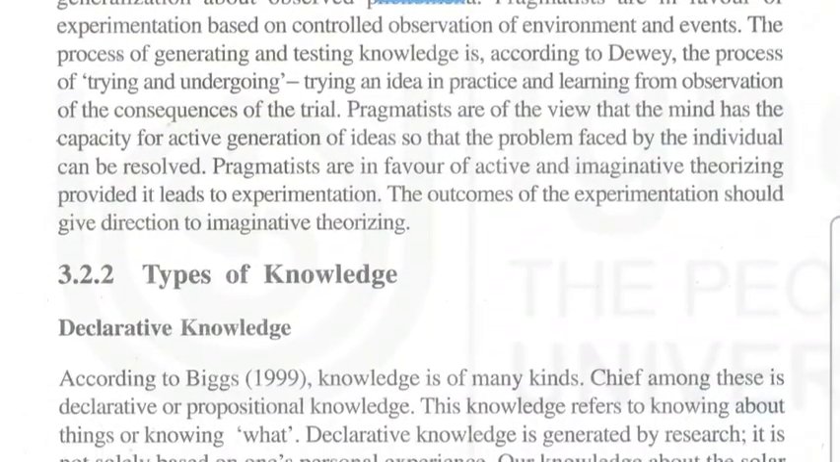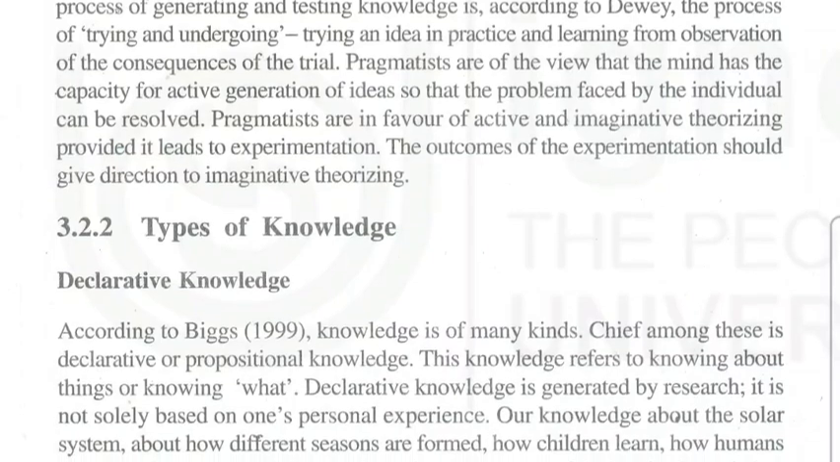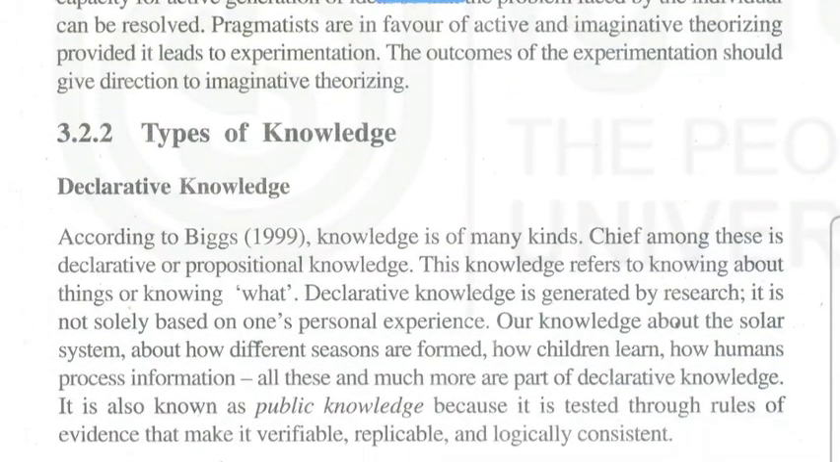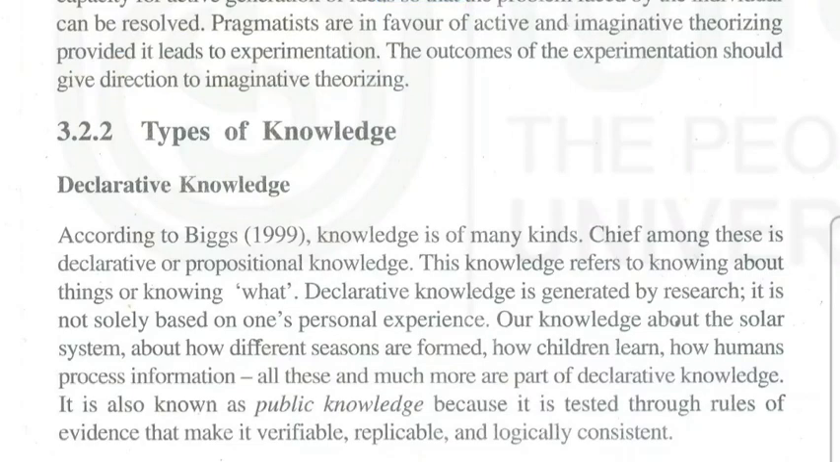Pragmatists are of the view that the mind has the capacity for active generation of ideas so that the problem faced by the individual can be resolved. Pragmatists are in favor of active and imaginative theorizing provided it leads to experimentation. The outcomes of the experimentation should give direction to imaginative theorizing.